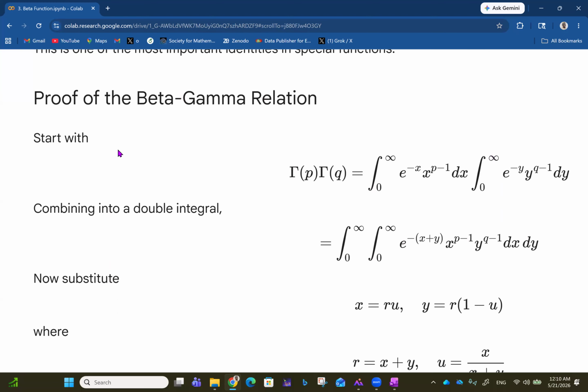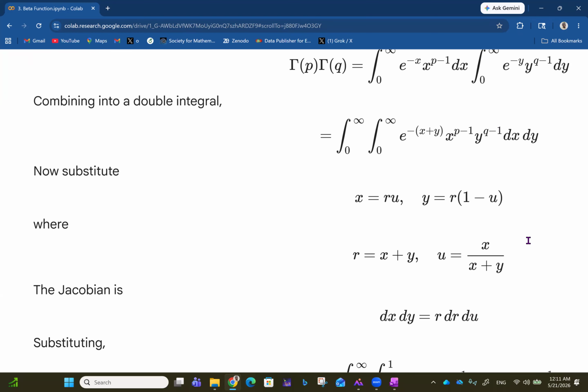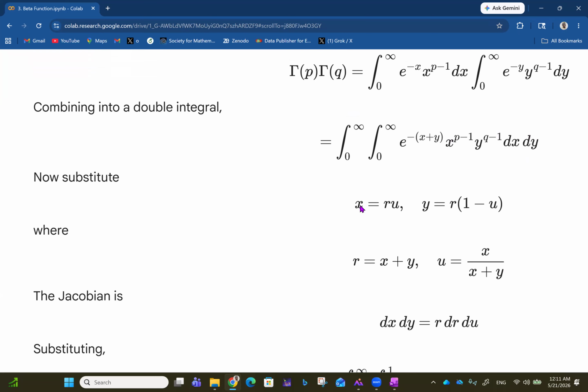So, the proof of the beta gamma relation. If you start with gamma p gamma q, gamma p would be the integral from 0 to infinity of e raised to the power minus x, x raised to the power p minus 1 dx, while gamma q will be the integral from 0 to infinity of e raised to the power minus y, y raised to the power q minus 1 dy. So you can put the integrals together. You have the integral from 0 to infinity, integral from 0 to infinity, of e raised to the power minus x, e raised to the power minus y, that's e raised to the power minus x plus y, then x raised to the power p minus 1, y raised to the power q minus 1 dx dy. If you substitute, let x be ru, and y is r into 1 minus u, for instance.